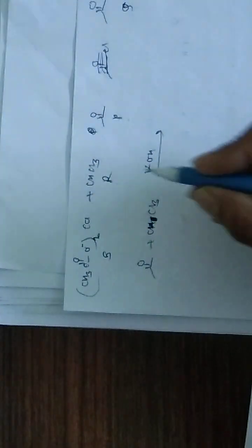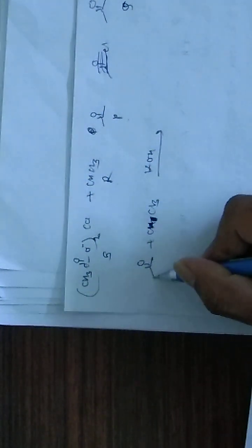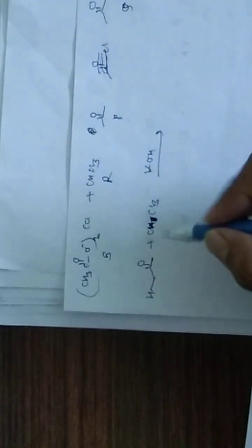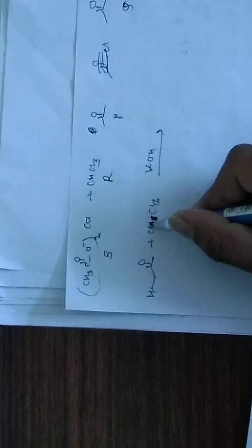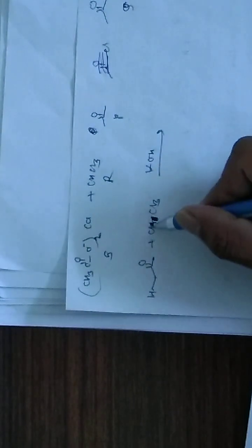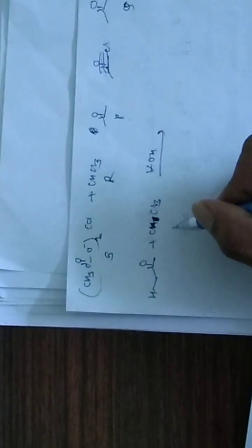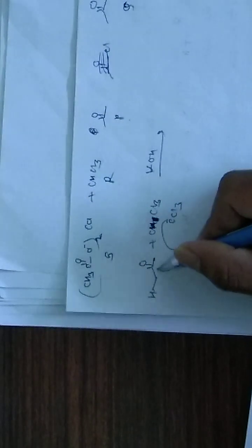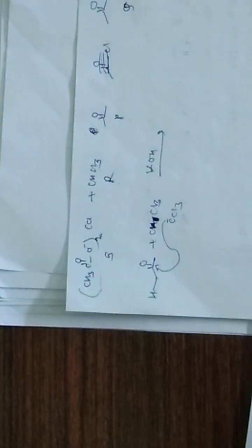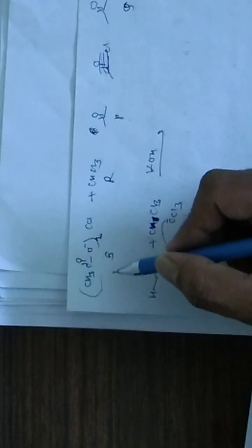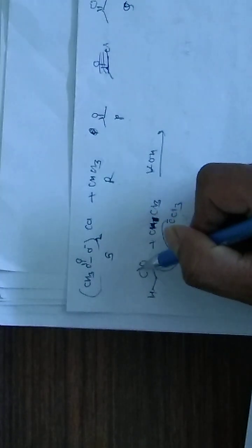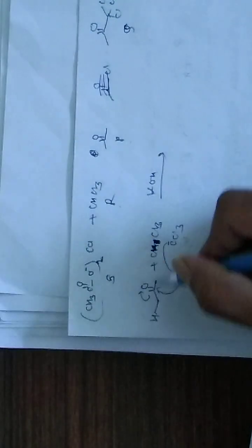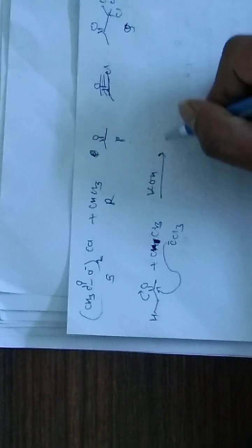So here what will happen? Here is one acidic proton. In chloroform also there is one acidic proton, but this is more acidic. Therefore this OH minus will take this proton of chloroform and form CCl3 minus, and this CCl3 minus will attack on that electron deficient carbon, and this will open.